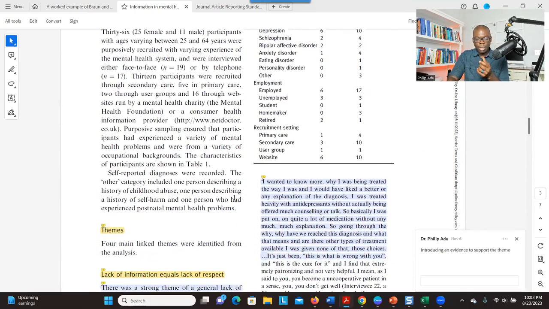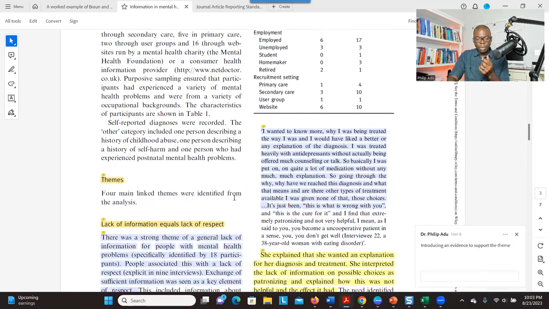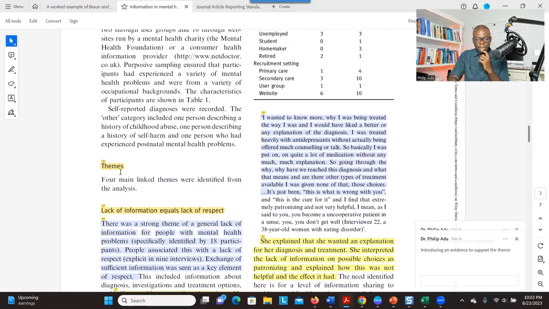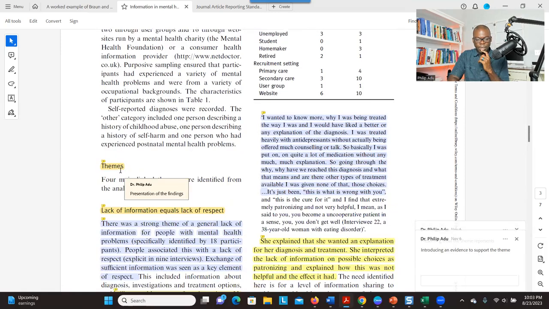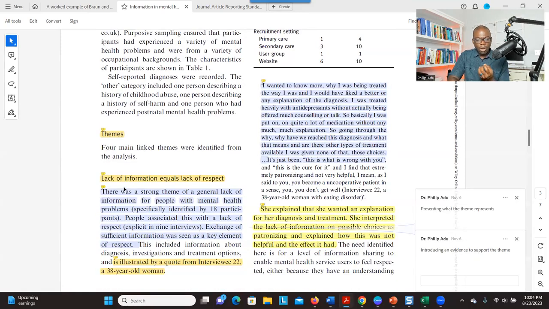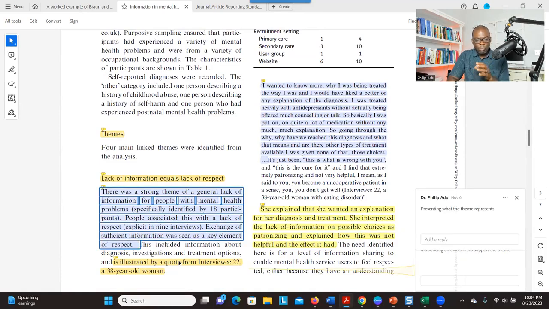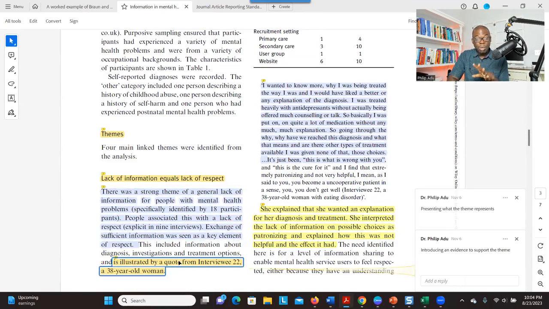Then they went further and talked about the themes. And as you can see here, they provided information about the first theme, indicating to you the theme that they want to share with you. And they also provided the meaning of the theme. They explain what a theme represents. Then they went further to quote participant. But before they quote the participant, they provided background information.